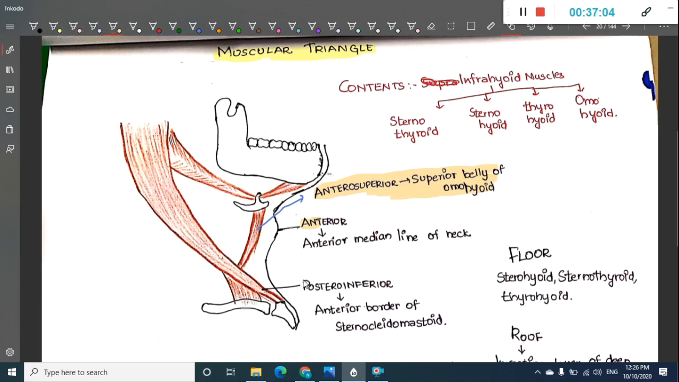Then anteriorly we have the anterior median line of the neck, and posteroinferiorly we have the anterior border of sternocleidomastoid. So it's simple. Anterosuperiorly, we have the superior belly of omohyoid, so it should be connected like this actually. Anteriorly, the anterior median line, and posteroinferiorly, the anterior border of sternocleidomastoid.